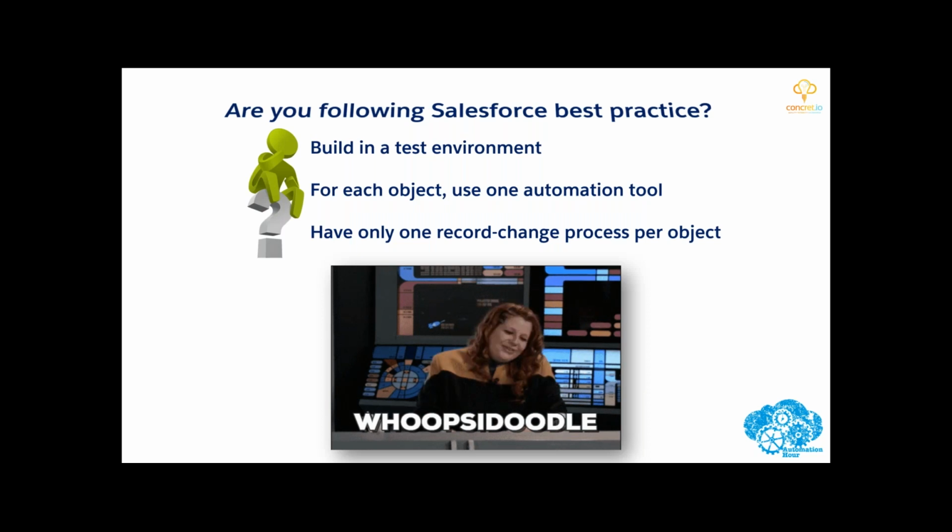Well, let's start with Salesforce best practice. That seems like a logical place to start. Build in a test environment. Okay, I can do that. I have my dev org. I have sandboxes. That one, okay, Salesforce, you got that one. For each object, one automation tool. This one is a little more challenging. Can we talk? Can I tell you the truth here? I still have workflow rules. I do. I have workflow rules for my outbound messages using Conga.